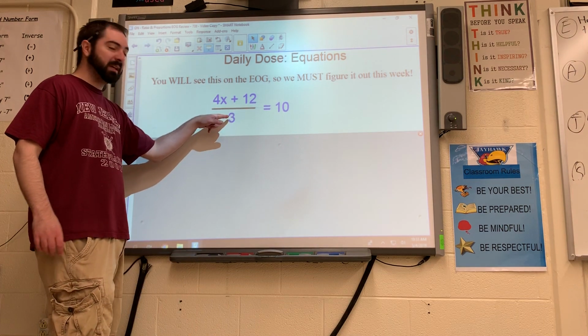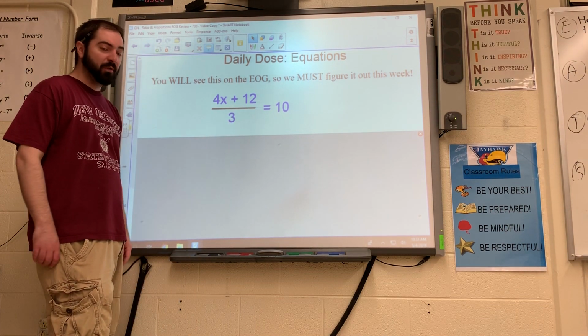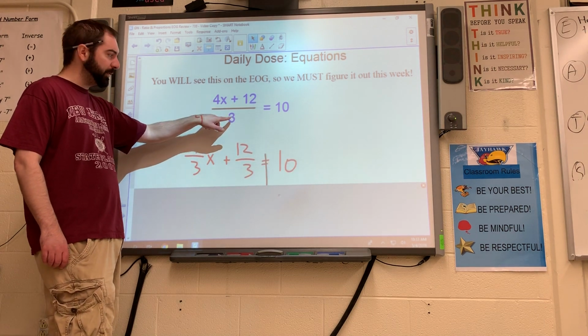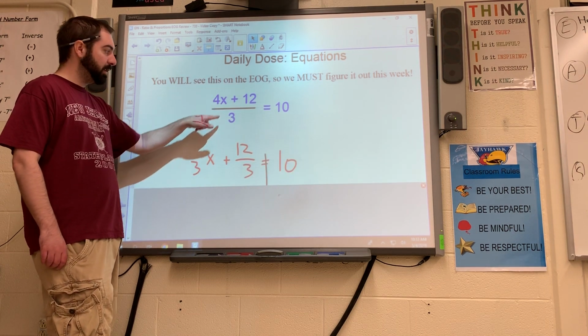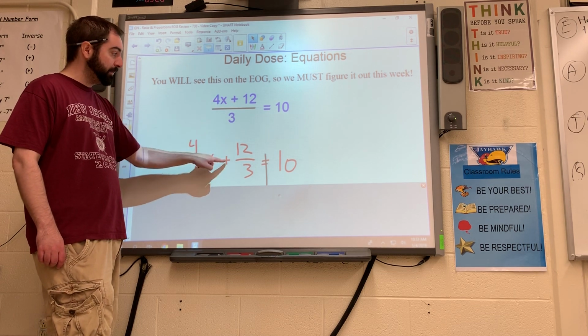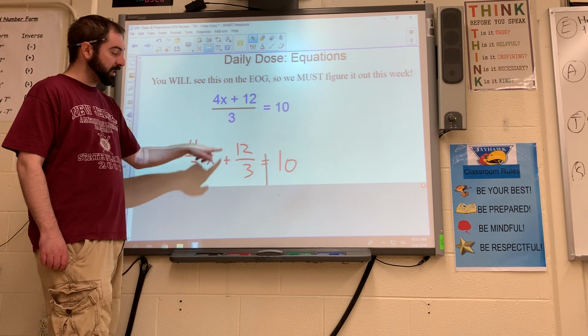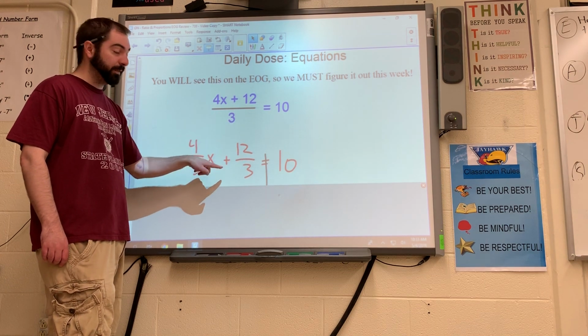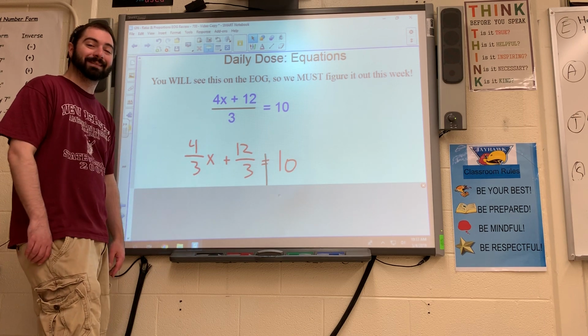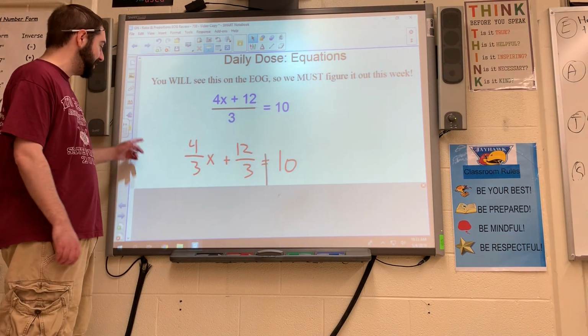Remember, everything is being divided by 3. Everything is over 3. So this is really 4/3 times x, plus, I'm keeping this symbol because it's the only symbol in the problem, 12 over 3. That just lets me know that this is a positive 12/3. If you could break these apart, from there, we are solving them the exact same way we solve all equations.